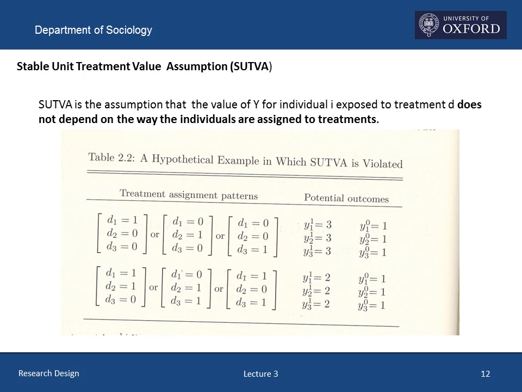How might SUTVA be violated? Consider how we might move from the situation depicted in the first row of the table to what is being depicted in the second. To make things concrete, let's imagine that what is being evaluated is a program to promote employability skills among the unemployed. It consists of CV coaching, interview practice, advice about self-presentation, and so forth. The outcome might be the number of job offers received.